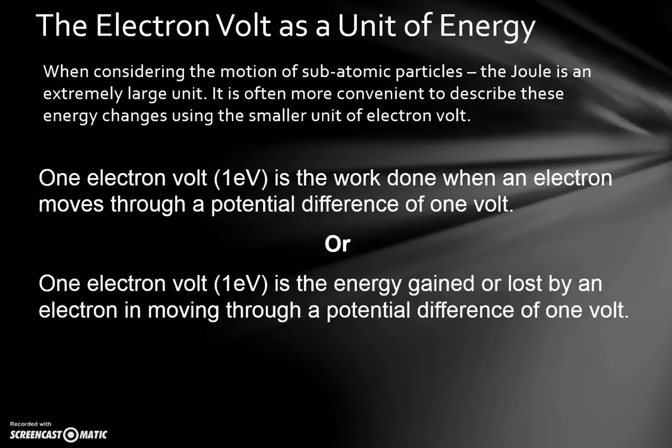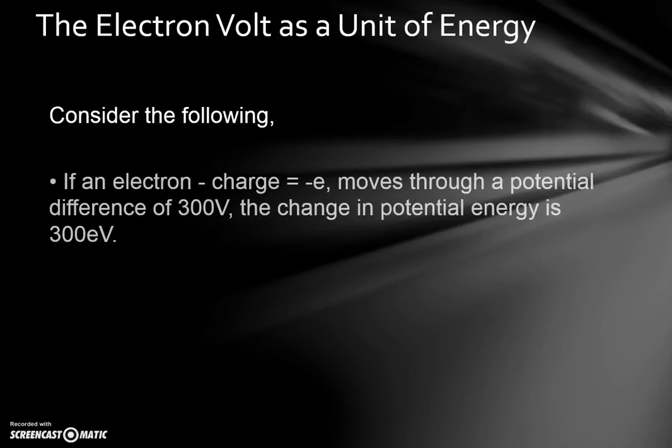So 1 electron volt is the energy gained or lost by an electron moving through that potential difference of 1 volt. So 1 electron, 1 volt gives us 1 electron volt. If we have a look at the following, if an electron, which is negatively charged, we denote it with a little negative sign and a little e, moves through a potential difference of 300 volts, then the change in potential energy is going to be 300 electron volts. So 1 electron and the number of volts, 300 electron volts.